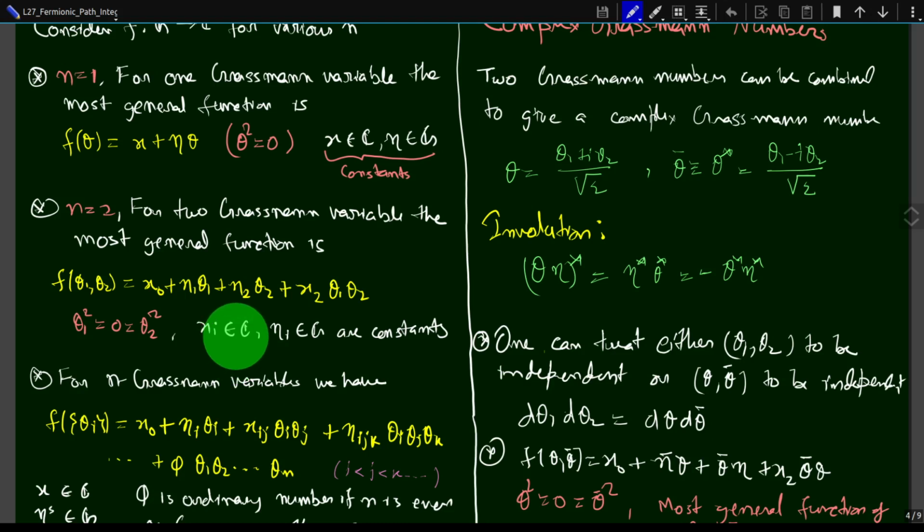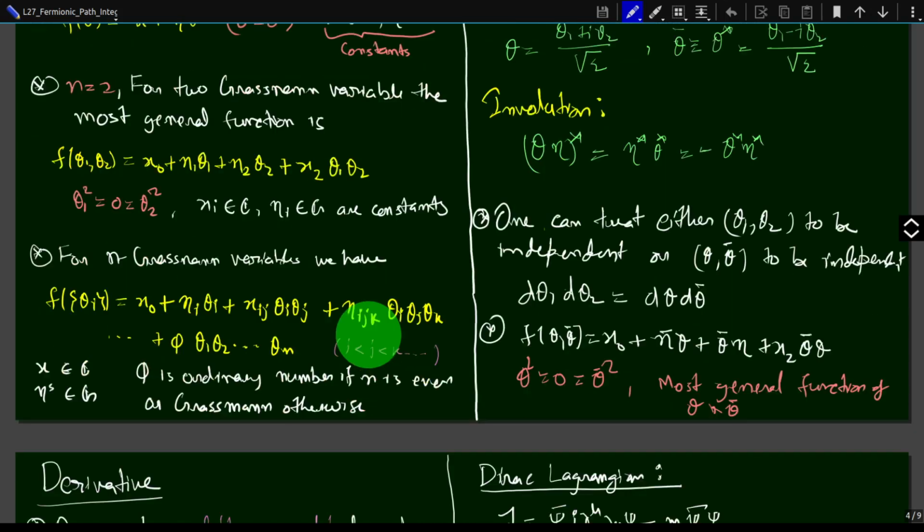So here all the xi's are complex numbers and all the eta i's are Grassmann numbers, and they are constant. The variables are theta 1 and theta 2. And for n Grassmann variables, you can see that I'll have x0, then eta i theta i, then x_ij theta i theta j, and eta_ijk theta i theta j theta k, and so on. Here I'm using the convention that i is less than j is less than k while writing this product. The last piece in this expansion would be a product of theta 1 theta 2 all the way to theta n, and its coefficient is some phi.